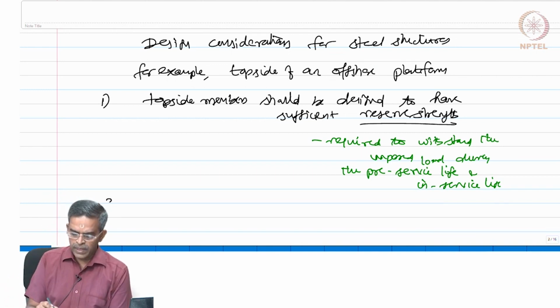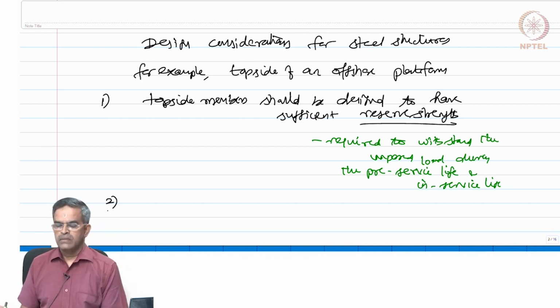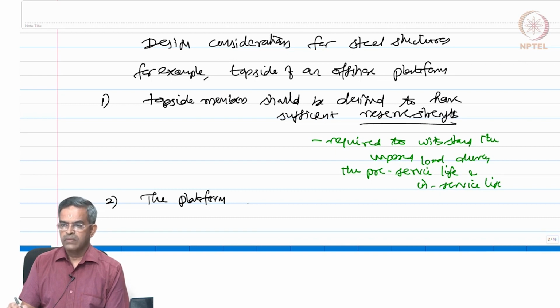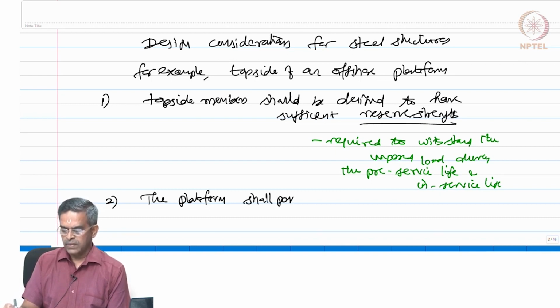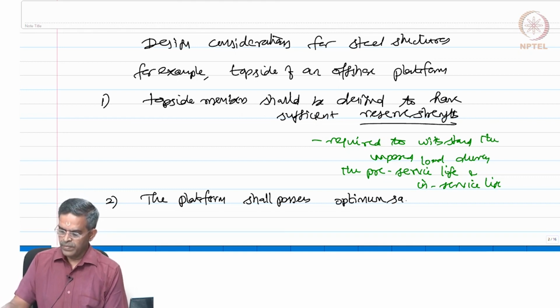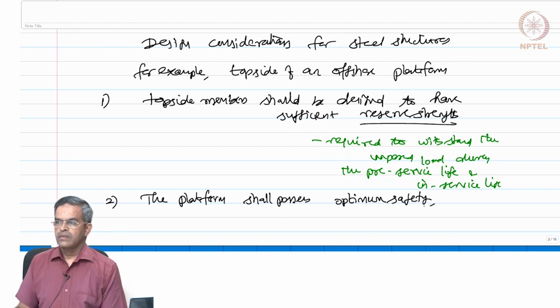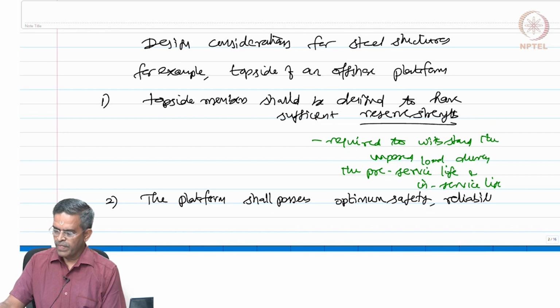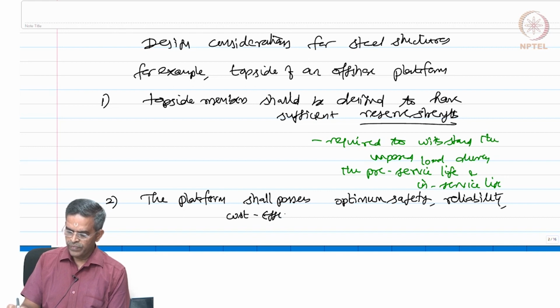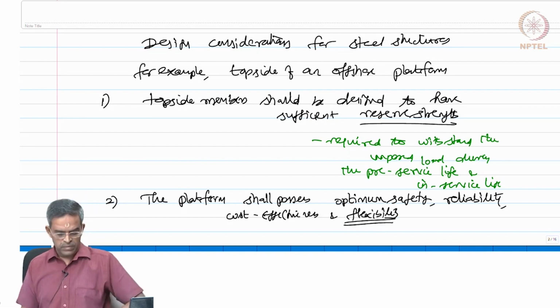The second requirement could be the platform or the structure shall possess optimum safety, reliability, cost effectiveness and flexibility. That is very important. We are talking about form dominance. Okay.